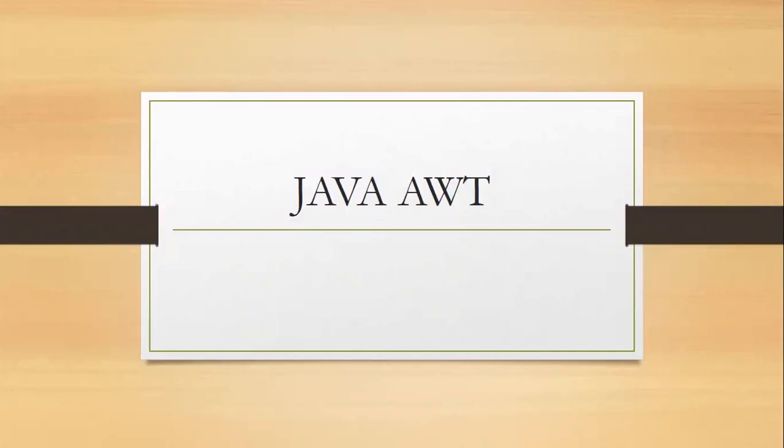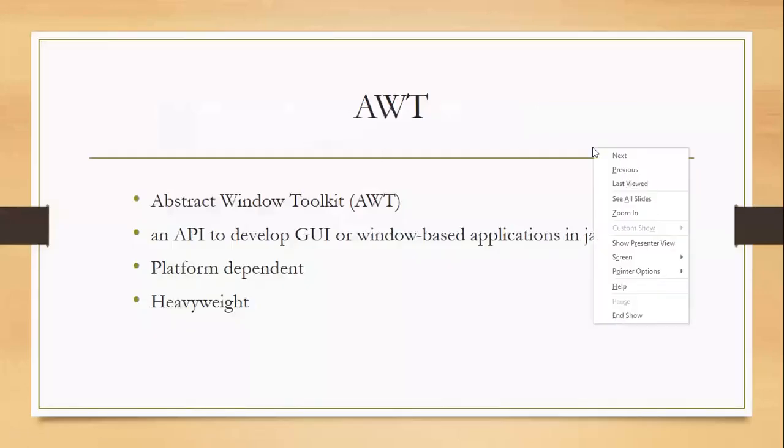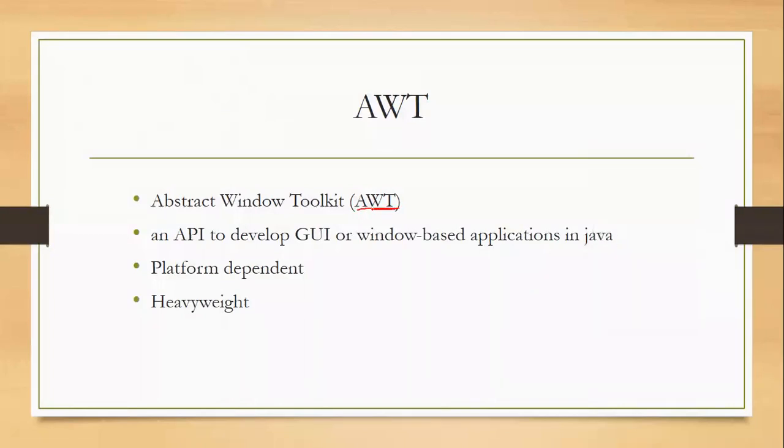So as I was telling you, the first component is Java AWT. So today we will start learning about what is an AWT. Now, AWT means Abstract Window Toolkit. Abstract Window Toolkit. It's an API. You very well know what is an API. Now, it's an API used to develop GUI.